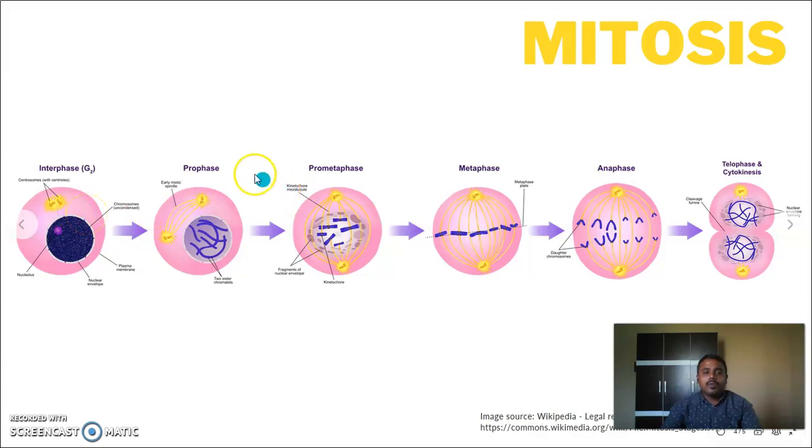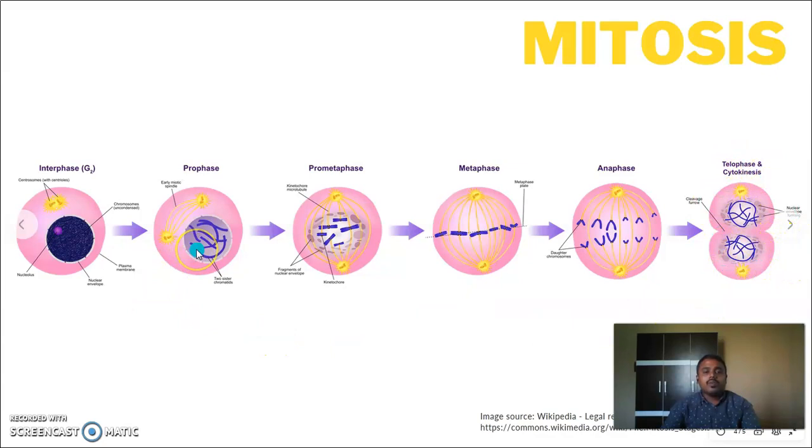The first subphase in mitosis is prophase. What actually happens in prophase? There are 4 important things. Try to remember them, because if you know prophase, you can easily understand telophase. Whatever happens in prophase, the exact reverse will happen in your telophase.